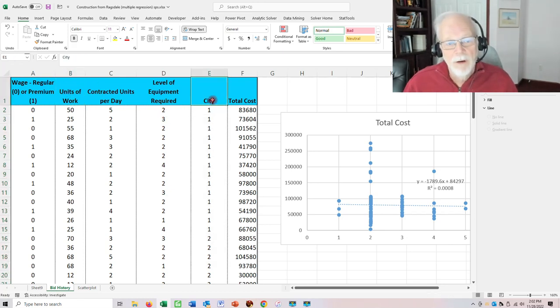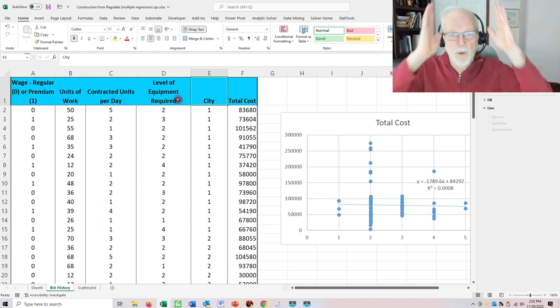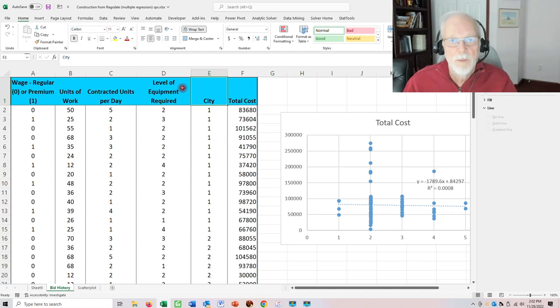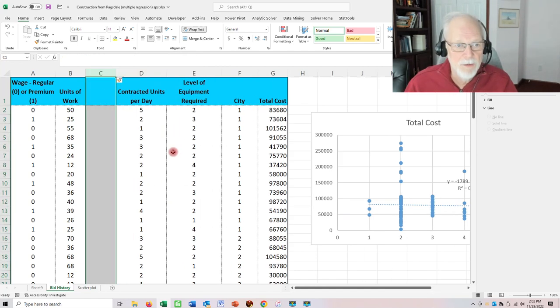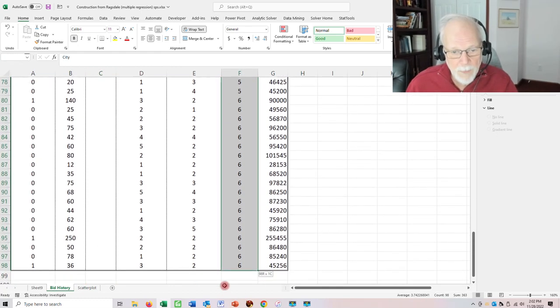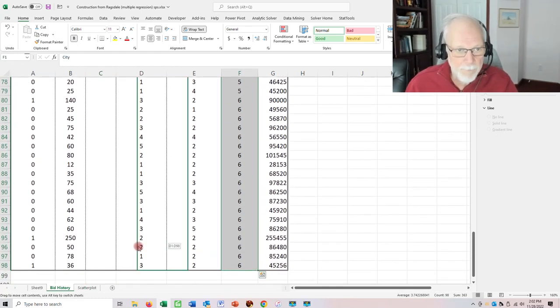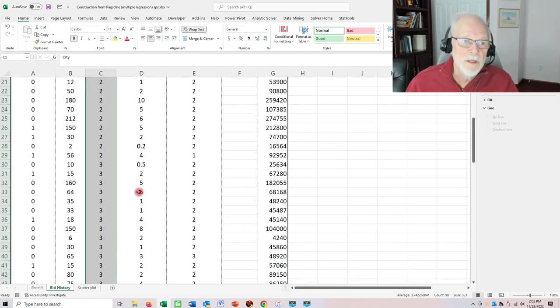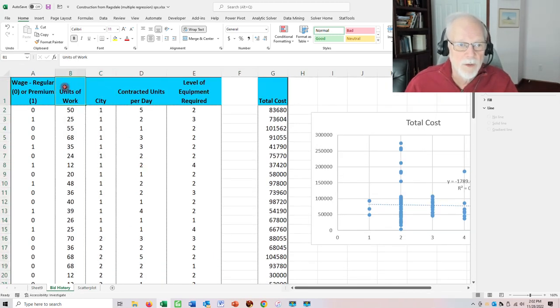Well, as you know, Excel's not going to be happy with me if I do that, because it requires that all the input variables that you use be together in one block of columns. So to do that, I'm going to insert a new column in here and move column F over here into column C. I'm doing this so that my two input variables, units of work and city, are sitting right next to each other.